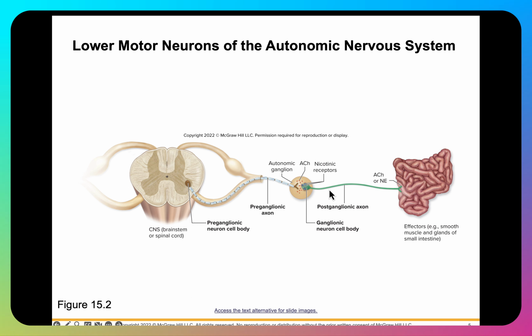When we look at the postganglionic neuron, the neurotransmitter that will be released is based on whether or not it is a parasympathetic or sympathetic neuron. We'll address more of that in future screencasts. But once again, the target of the autonomic nervous system is always going to be some organ. Here, they're actually illustrating the small intestine being innervated by that postganglionic axon.